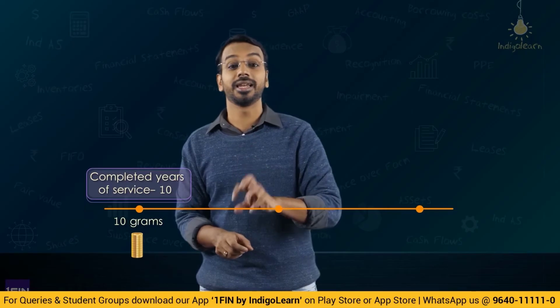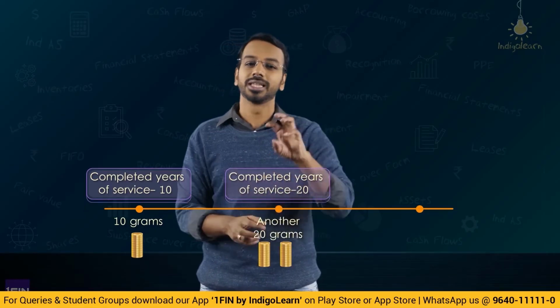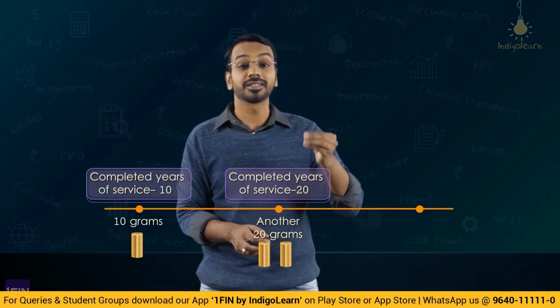Now, apart from this, once when we joined the company, we got to know that there is an unwritten rule that after every 10 years of completed service, the company gives a gold coin. So let us say you complete 10 years of service, you get 10 grams of gold coin. Then at 20 years, when you complete 20 years, you get another 20 grams of gold. Then when you complete 30 years, you get another 30 grams of gold.